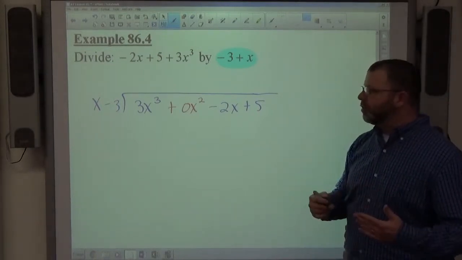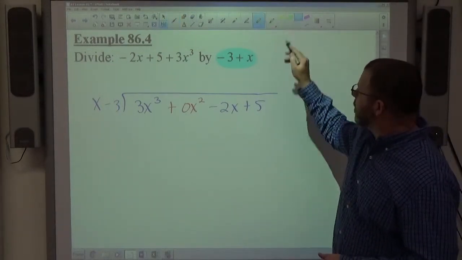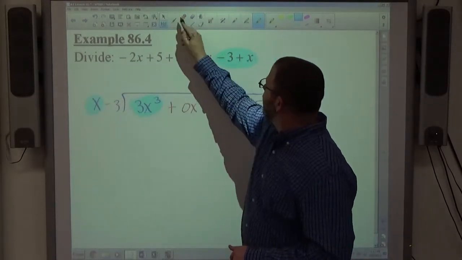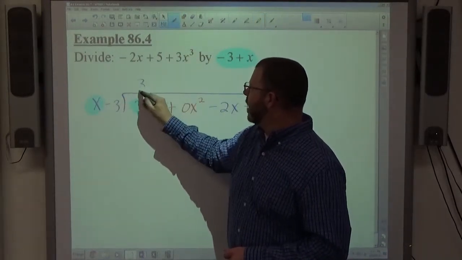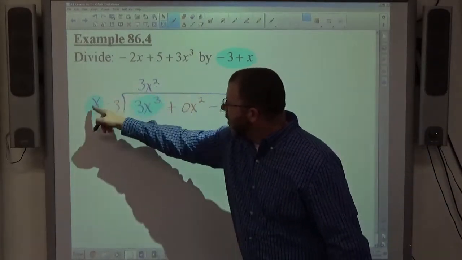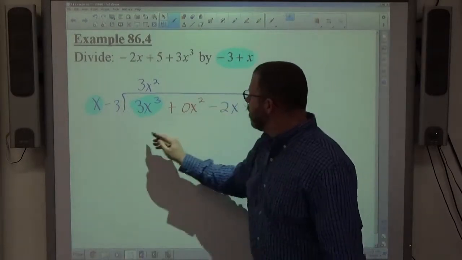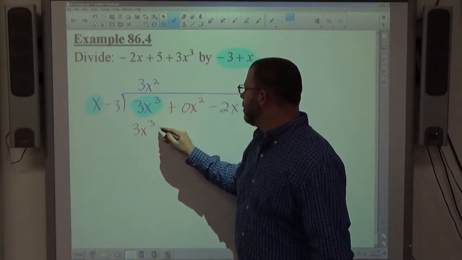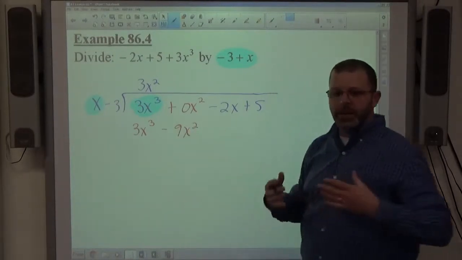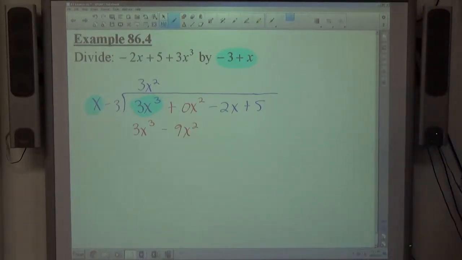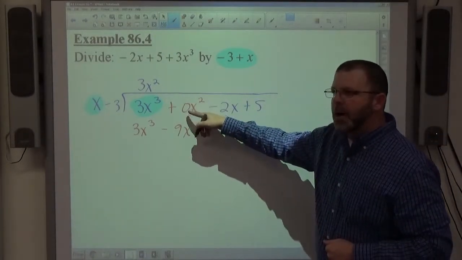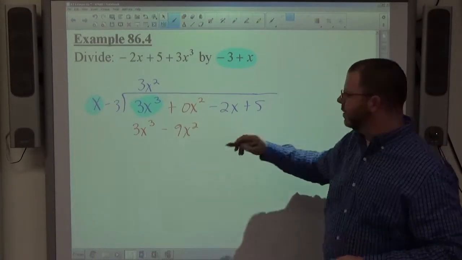Then, once again, the division process, every time we divide, all we care about is first divided by first. So if I do 3x cubed divided by x, I get 3x squared. 3x squared times both objects gets me 3x cubed minus 9x squared. So again, notice x squared shows up in my work because if there's a highest power, it's going to count down a power at a time like that. By having a 0x squared up above it, it gives me a place to put it.